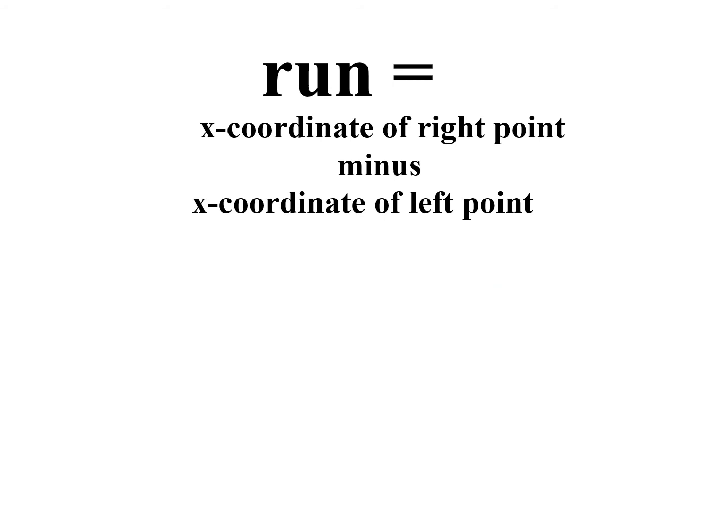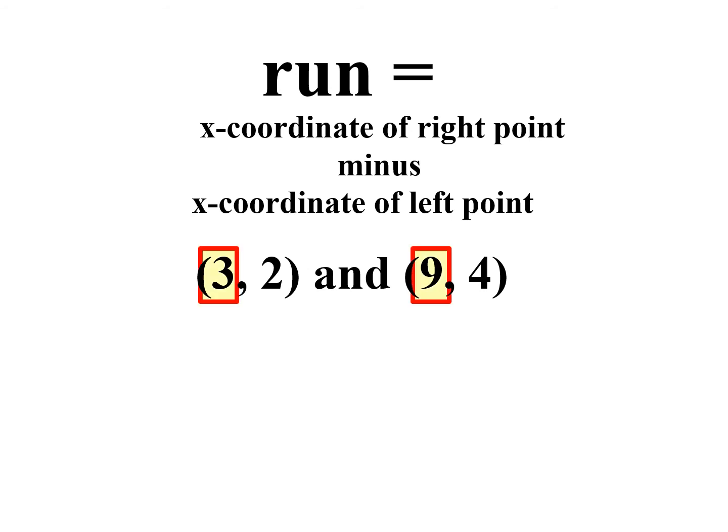Next, we need the run. The run is equal to the x-coordinate of the right point minus the x-coordinate of the left point. Again, here are the 2 points we picked in step 1. The x-coordinate of the right point is 9, and the x-coordinate of the left point is 3. So the run is equal to 9 minus 3. Or, in other words, the run here is equal to 6.